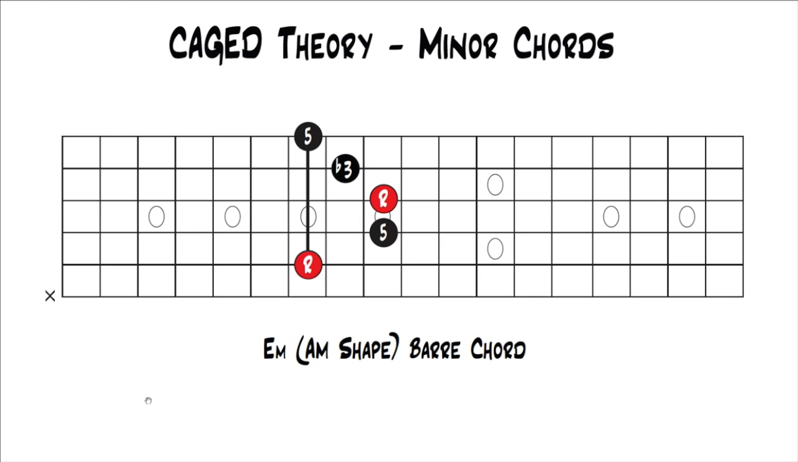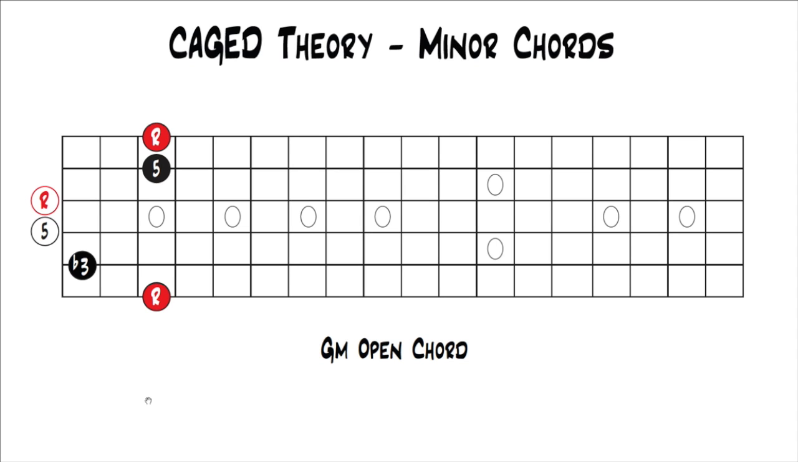I can move this anywhere on the fretboard. If I move the lowest note up to the 7th fret, now it's an E minor bar chord using the A minor shape. Next one in CAGED is G. We went from C to A, now we're on G, so it's G minor since we're looking at minor chords. And like I was saying, this isn't a very common open chord to play.